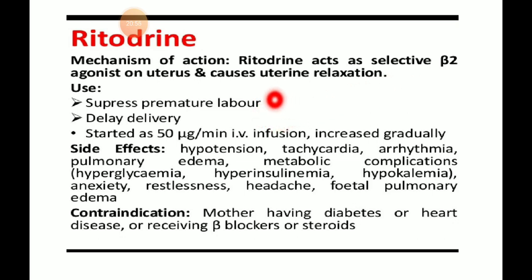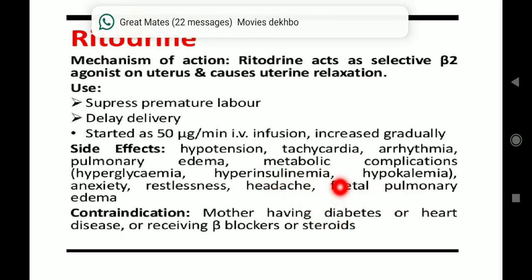It suppresses premature labor and delays delivery, and is started at 50 microgram per minute IV infusion and increased gradually. Hypotension, tachycardia, arrhythmia, and pulmonary edema are the common complications of this drug. So one must be careful while using ritodrine, and until the uterine contractions are controlled and then maintained for an hour thereafter, the lowest dose must be continued as a maintenance dose. The contraindications are if the mother has diabetes or heart disease or is receiving beta blockers and steroids.